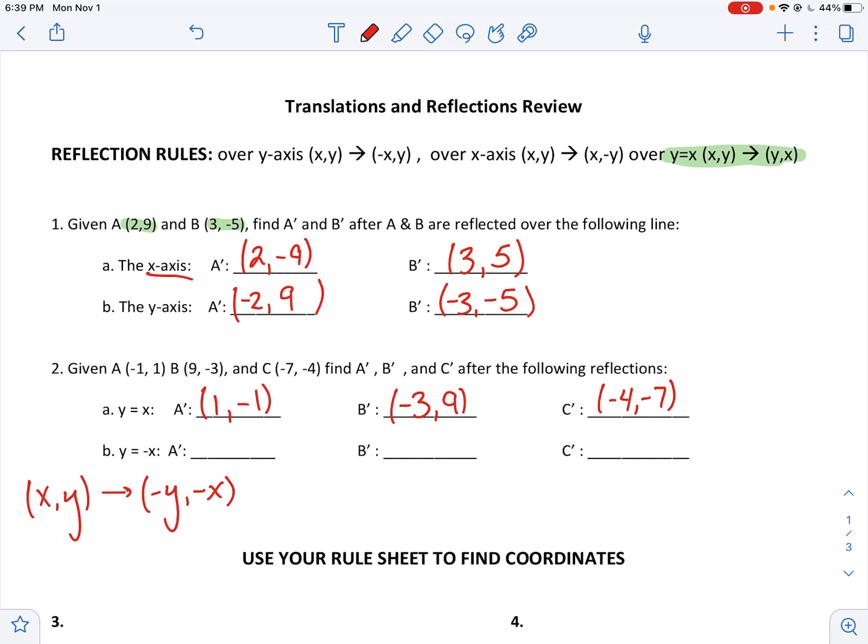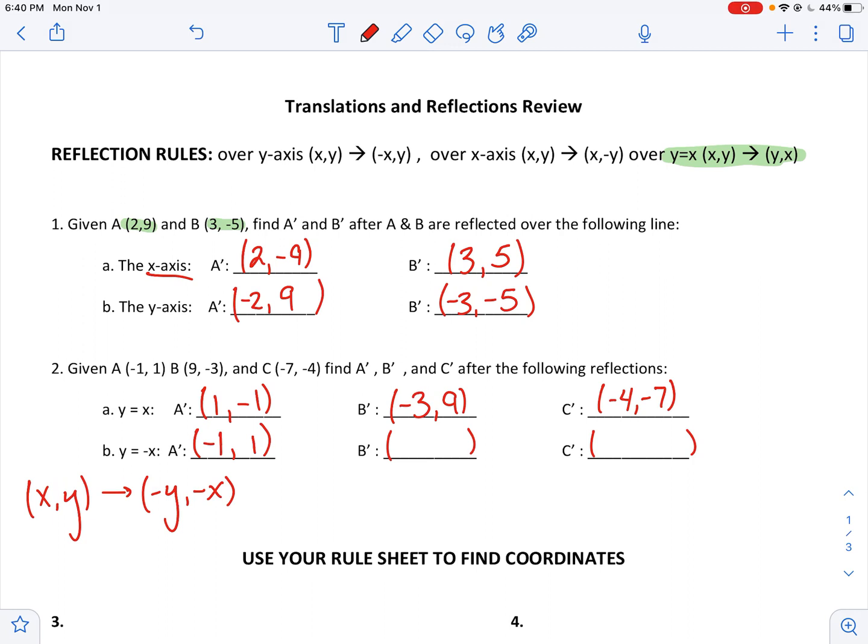So you switch their order, you switch the x and y, put the y first, then the x, and you also change both of their signs. So on A prime, I would get negative 1, comma, 1. On B prime and C prime, again, I'd like you to pause the video and try this on your own.